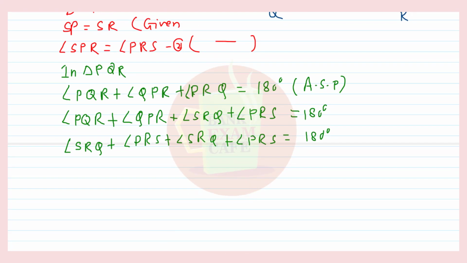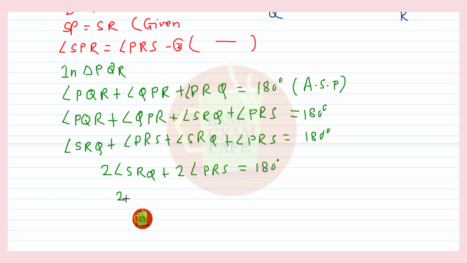Now here you see that angle SRQ plus SRQ will be twice of angle SRQ, plus angle PRS plus angle PRS will be twice of angle PRS, which is equal to 180 degree.